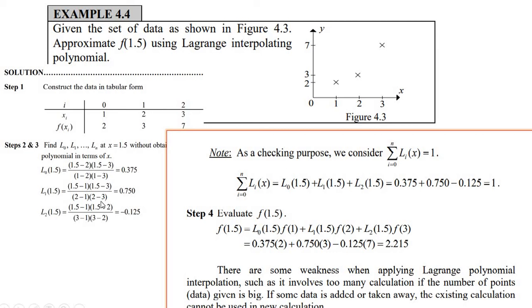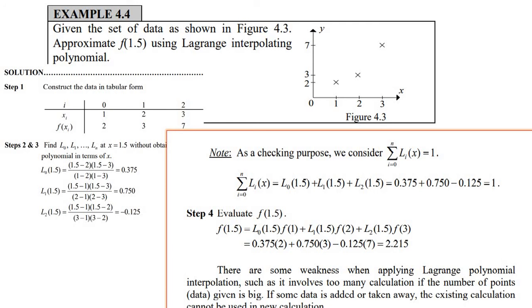By using the formula that we have here, we can enter L0 is 0.375. We have our f at 1, whose value is 2, so we key in here 2. Our L1 here is 0.75, so this is minus 0.75. And then we have our f2 is 3, so we put here 3, and the rest. So you should have 2.215.